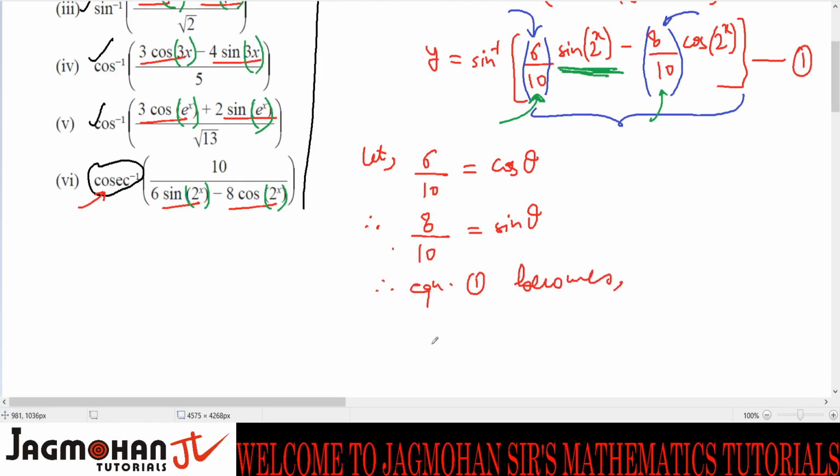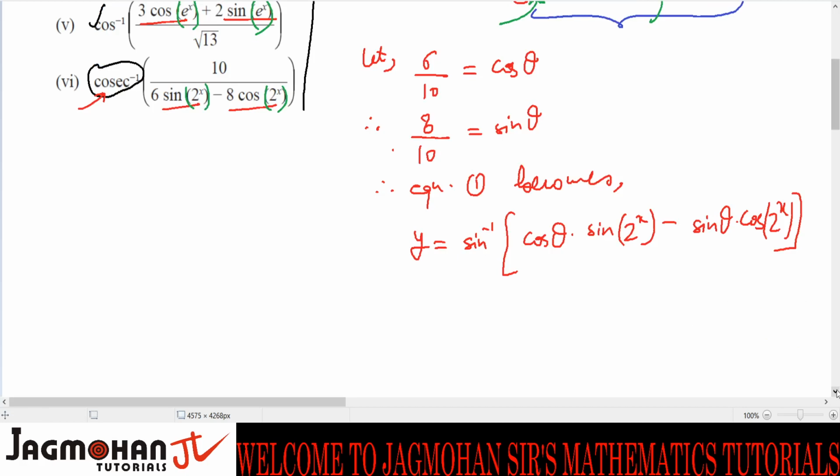Equation 1 becomes y equals sine inverse of cos theta sine of 2 raised to x minus sine theta cos of 2 raised to x. Okay, let me write. You got this? So here what I do, let me just interchange. These are the factors, let me write in the order which will, as such, you can do it this way also, but I'm making it simpler.